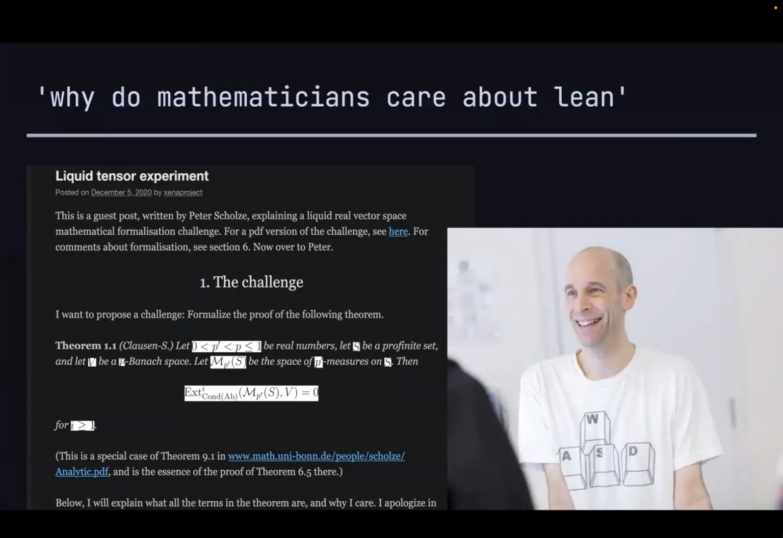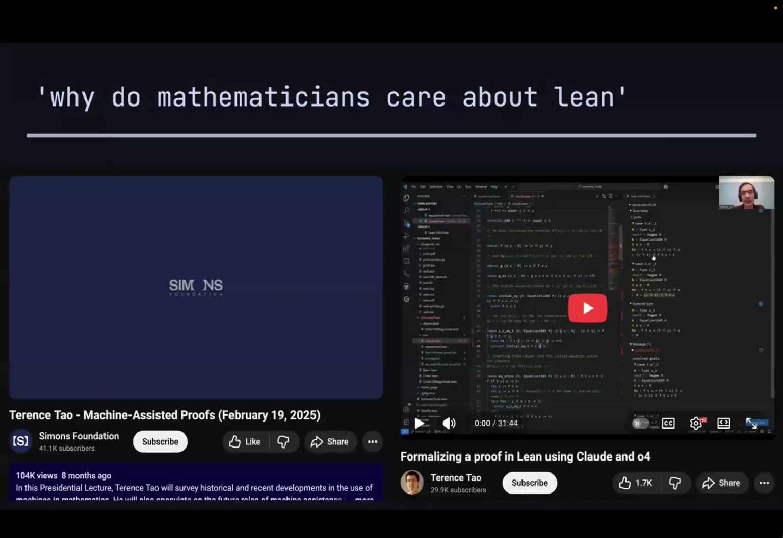He also made the natural numbers game, which is a tutorial for Lean. Ever since then, more people have joined this ecosystem. For example, Terence Tao, widely considered one of the greatest mathematicians alive, possibly the greatest. And here he is using Lean, and funnily enough, using Lean in conjunction with LLMs.